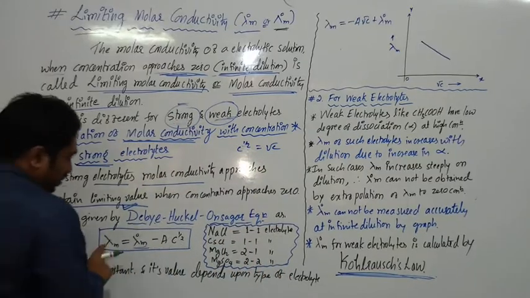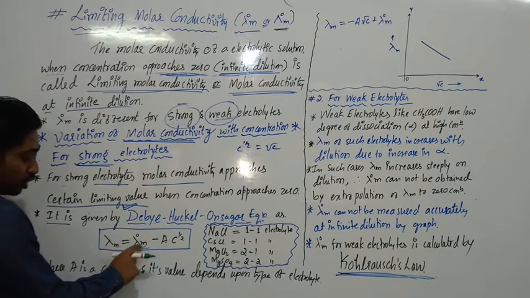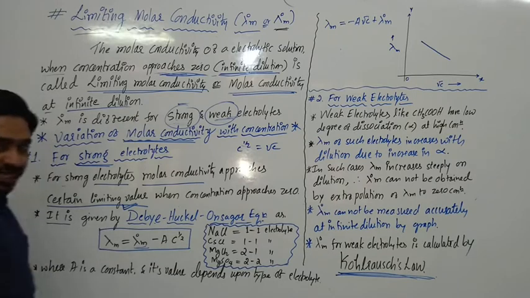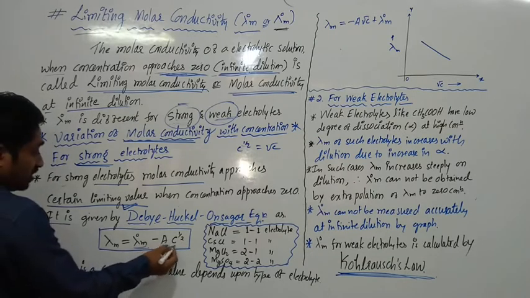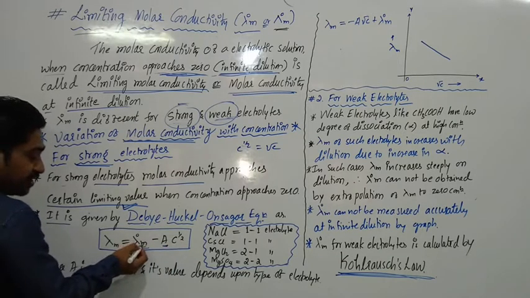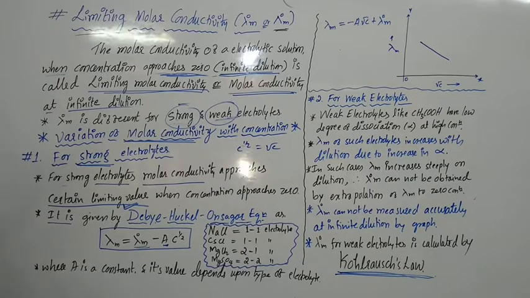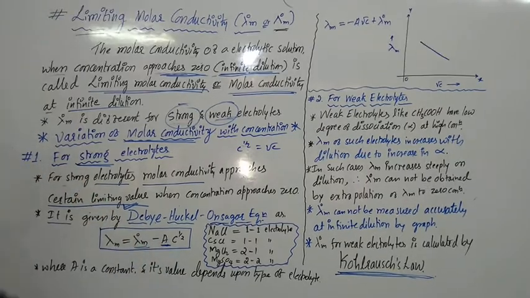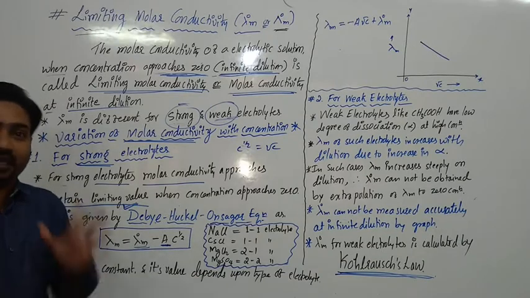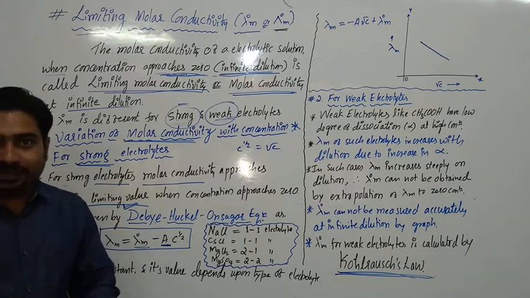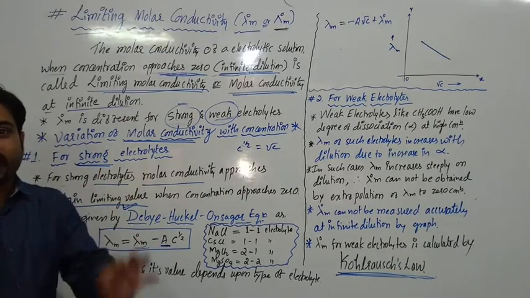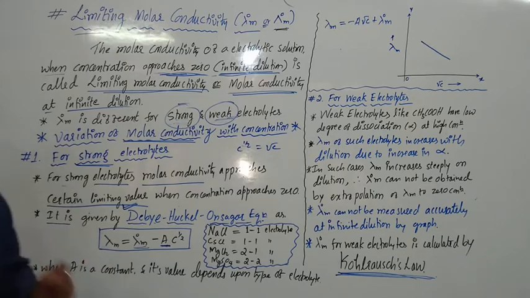So lambda m is equal to lambda naught m minus a into c raised to 1 by 2, or root c, where a is a constant, c is the concentration, lambda naught m is the limiting molar conductivity, and lambda m is the molar conductivity. The value of a depends upon the temperature and the given solvent. At a given temperature in a given solvent, the value of a depends upon the type of electrolyte.